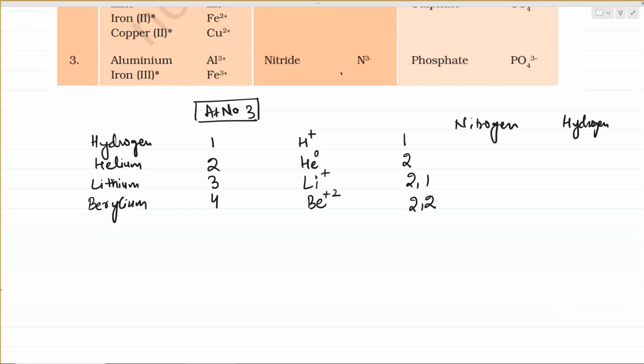Then we have boron. Boron has atomic number 5 and its electronic configuration is 2, 3. So it will donate 3 electrons. It will not have 5, because the second shell can have a maximum of 8 electrons. Everybody knows this: 2, 8. So here it cannot have 5, so it will donate 3. So boron will have a +3 oxidation state or +3 valency.